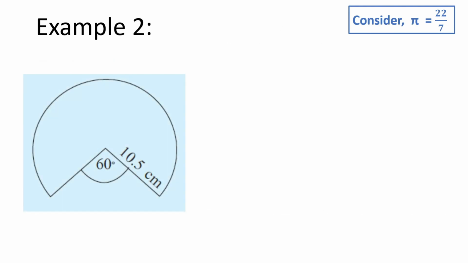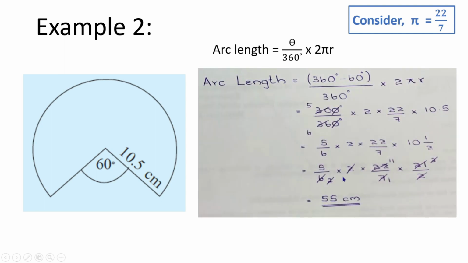This is another example, and this is a sector of a circle. But here they have not given the angle of the sector. They have given this outside angle. And the radius given is 10.5 centimeters. So you know the equation to calculate the arc length. And we take pi as 22/7. So you can calculate the arc length in this way.